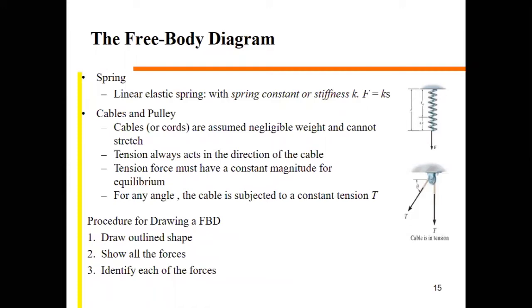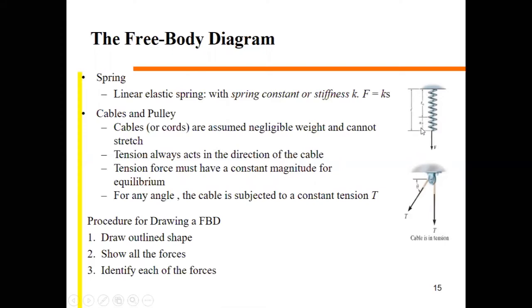For example, this is a linear elastic spring. The spring constant, or stiffness, is K. What is the force acting on this? F equals Ks. What is s? s is the displacement when we pull the spring. Without pulling, without force, it stays at the initial position L0. After pulling, the displacement is s.